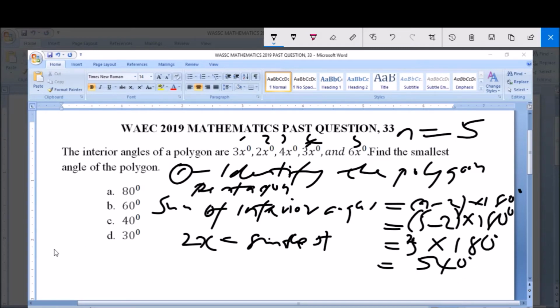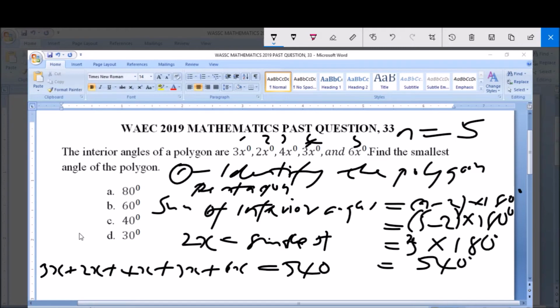540 degrees. So we have that 3x plus 2x plus 4x plus 3x plus 6x gives us 540. Now why did I add everything? Because these are the interior angles, and we just found out that the sum of interior angles is equal to 540 degrees. Now if you sum up everything, you get 18x. Now 18x will be equal to 540 degrees.